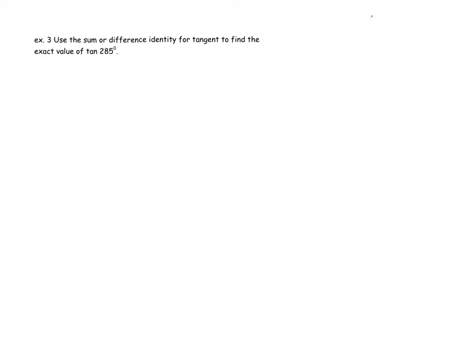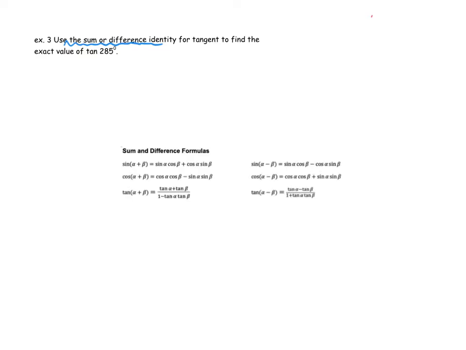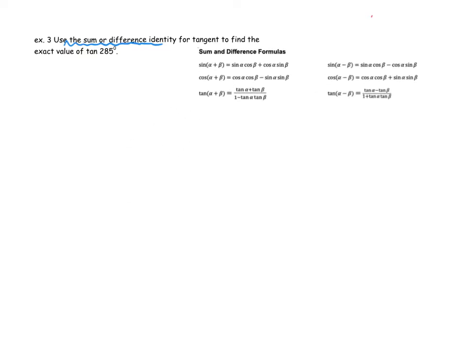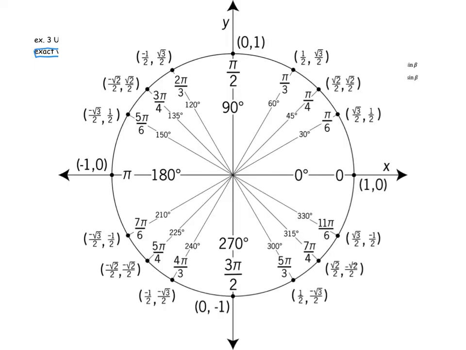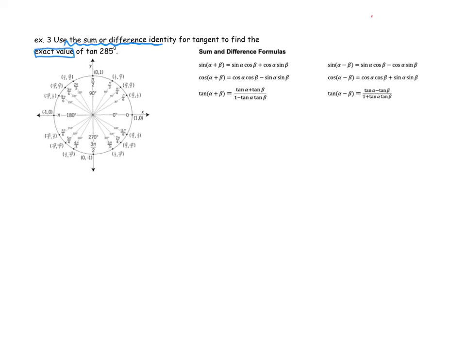Number 3. The question wants us to use the sum or difference identity, which is the one we've been using throughout the course. Right here, I take it out again. To find the exact value of 285. Whenever you see they want us to find the exact value, what do you think of? We need to use the unit circle. So I take both things out, so that will help us to solve this question.